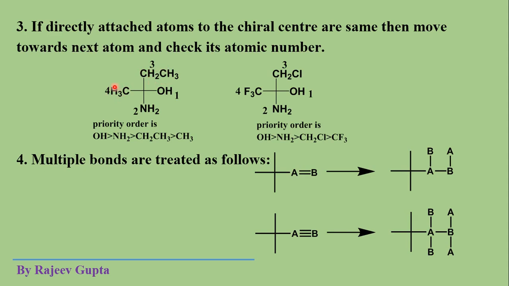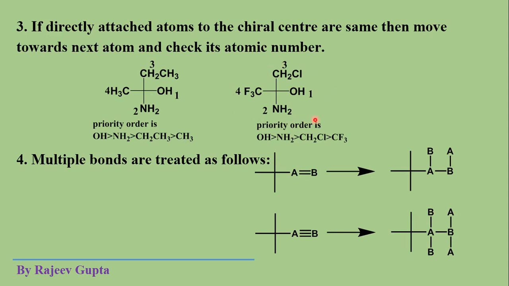Here all the 3 atoms have atomic number 1. Here 2 have atomic number 1 and 1 has atomic number 6. So this portion, this ethyl group, will have priority over this methyl group. So the priority order is first hydroxyl group, then amino group, then ethyl group, and last the methyl group.